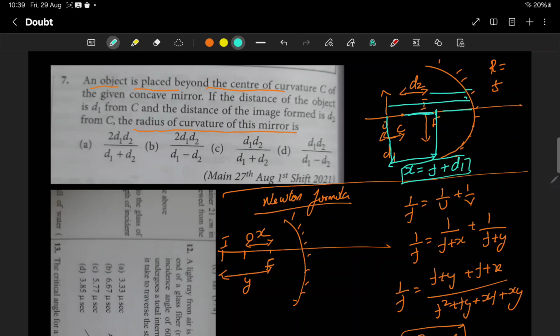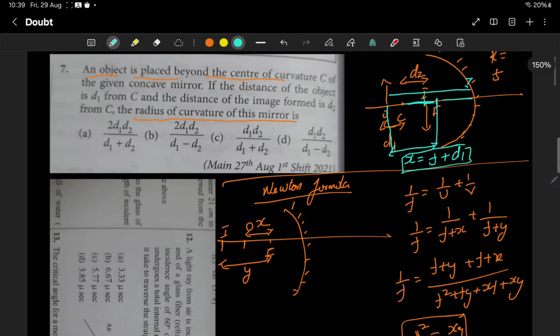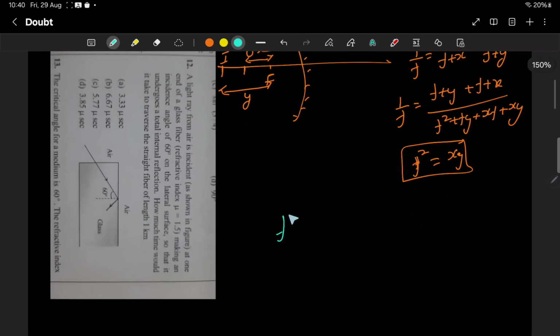Similarly your y is the distance from focus to image. Focus I have here and image I have here, what will be this distance? I know this entire distance is d2, but this entire distance is f. So f minus d2 is your y. Here your y is f minus d2, that's it. You directly apply this in Newton's formula. Your f squared equals x, which is d1 plus f, times y, which is f minus d2. So we can solve this.